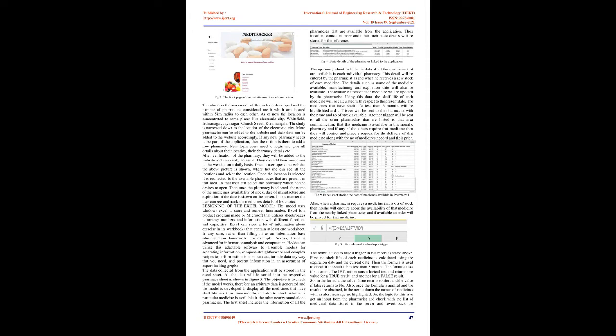Once a user opens the website, the above picture is shown, where he/she can see all the locations and select the location. Once the location is selected, it is redirected to the available pharmacies present in that area. In that, the user can select the pharmacy which he/she desires to open. Then once the pharmacy is selected, the names of the medicines, availability of stock, date of manufacture and expiration date are shown on the screen. In this manner the user can see and track the details of the medicine of his choice.